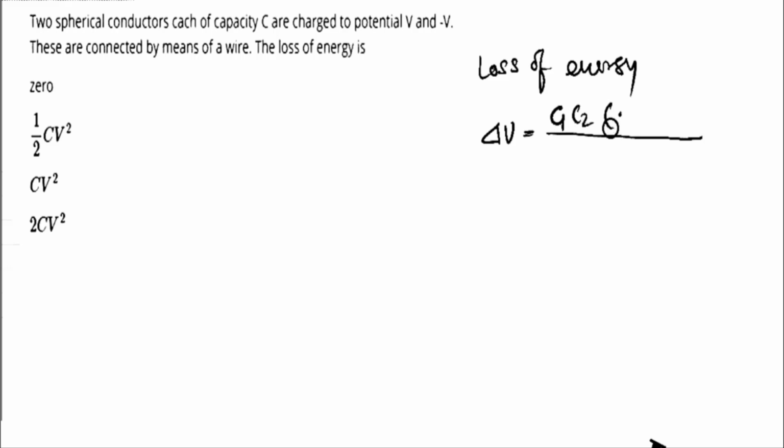Hello everyone. Here are given two spherical conductors, each of capacity C, charged to potential V and minus V. These are connected by means of a wire. The loss of energy, let's take the loss of energy formula. So delta U is equal to C1 C2 (V1 plus V2) square upon C1 plus C2.